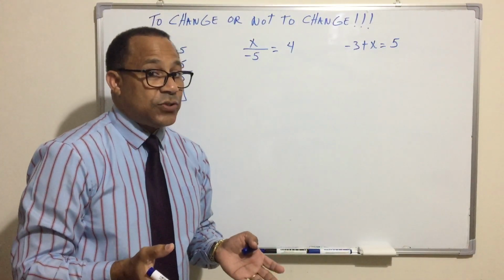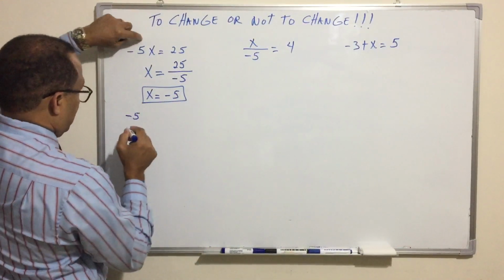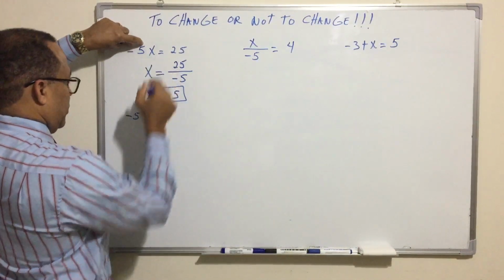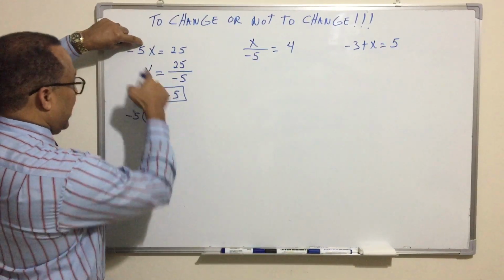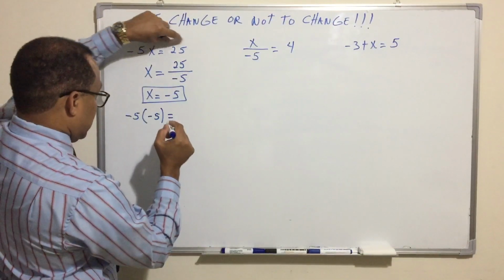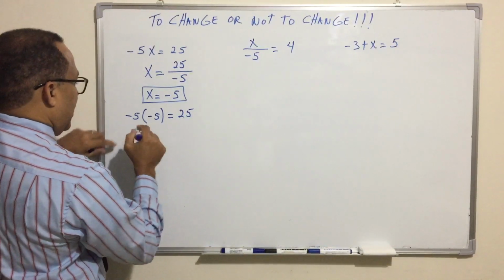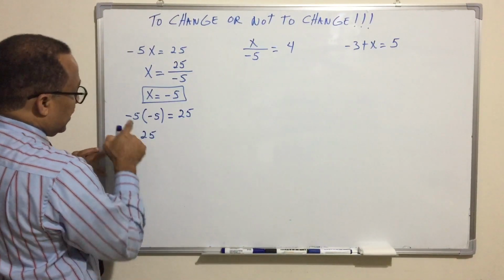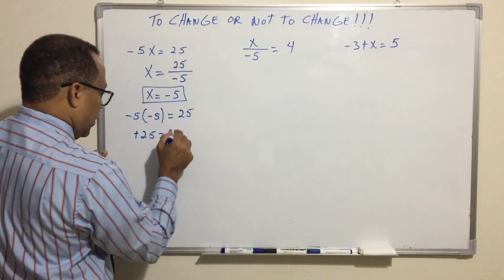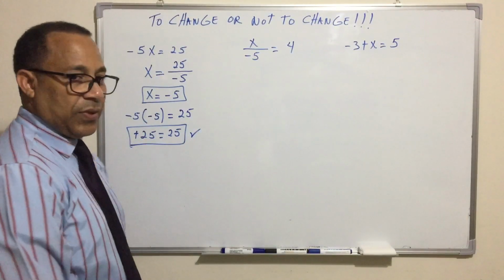Let's prove that this is true. X is negative 5, so this will be negative 5, because this is the result for the x. And this is the x, which is multiplication, right? Negative 5 times x, which is negative 5. Negative 5 times negative 5 equals, I'm just copying the same, 25, to see if it's true. Negative 5 times negative 5 equals 25. The sign, negative times negative equals positive, equals 25. Is 25 equal to 25? Yes, so this is check, it is correct.